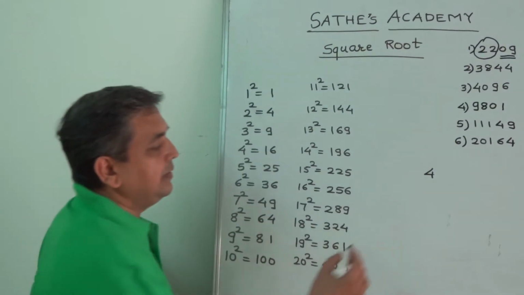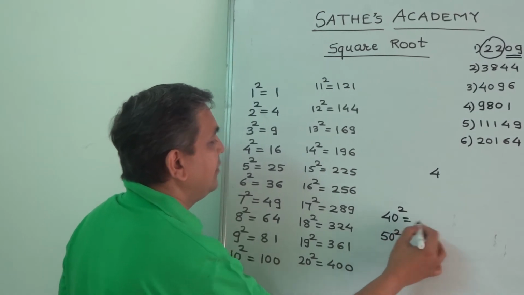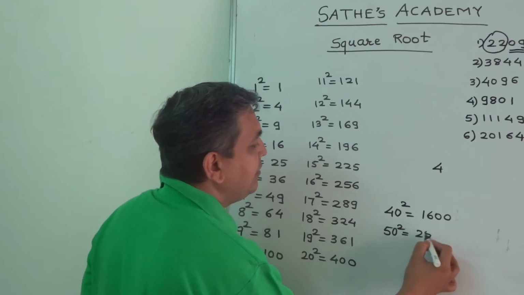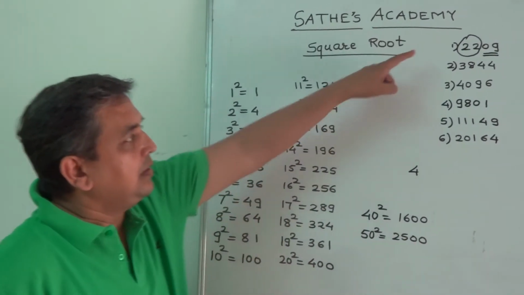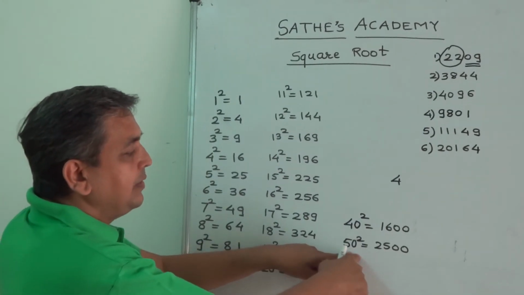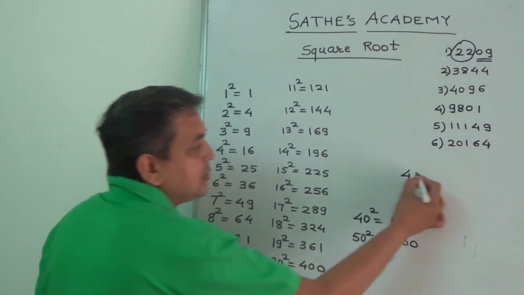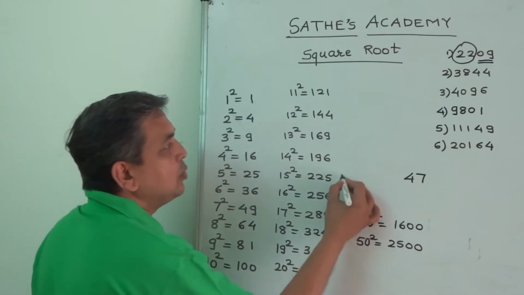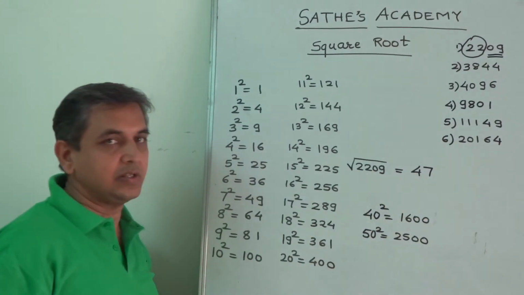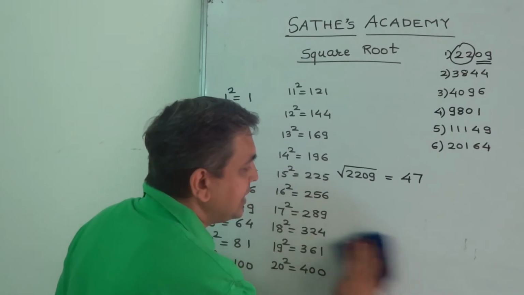Now see, if we find 40 square and 50 square, 40 square will be 1600 and 50 square will be 2500. This number lies between these two, and we can check it is near to 50. If it is near to 50, out of these two we will get the greater number, so answer should be 47, and so we get square root of 2209 is equal to 47. I hope you have understood this. So we move ahead to the second question.